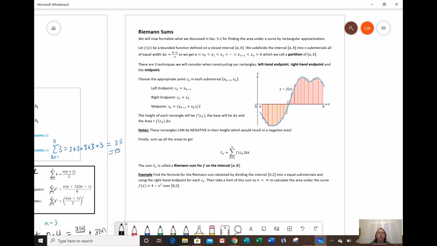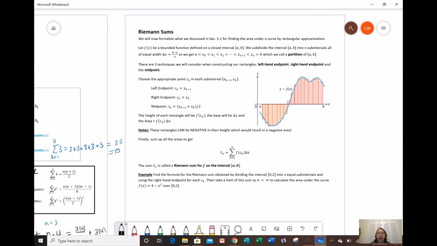We will now formalize what we discussed in section 5.1 for finding the area under a curve by rectangular approximation. So in 5.1 we found the area under a curve using rectangles, but we did only finitely many rectangles. We're going to do more and more and more rectangles. Let f of x be a bounded function. So in other words, there's no asymptotes. It doesn't go to infinity. That's calculus 2. Have fun. So f is a bounded function on a closed interval from a to b.